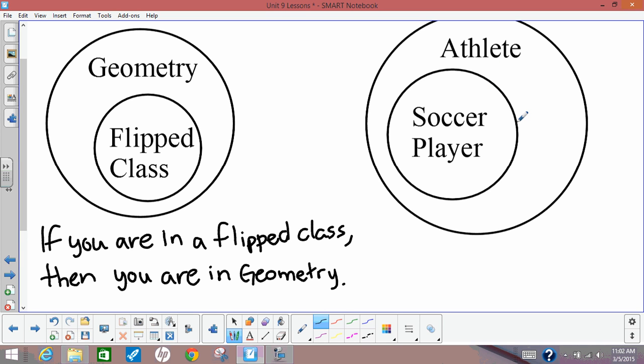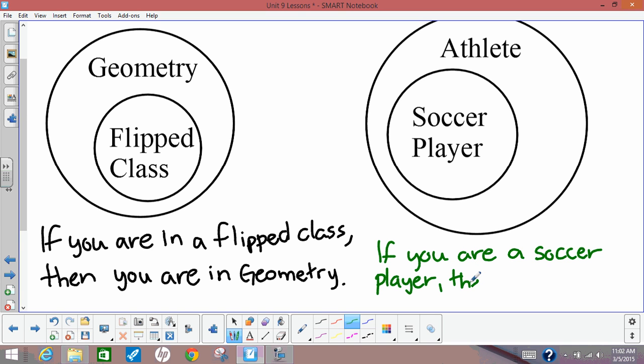And we can do the same thing over here on the right. Imagine we took all the soccer players, not necessarily at our school, but anywhere, and we put them all in this circle. They would also be in this bigger circle of all of the athletes. So a soccer player is considered an athlete. So we can write, if you are a soccer player, then you are an athlete.